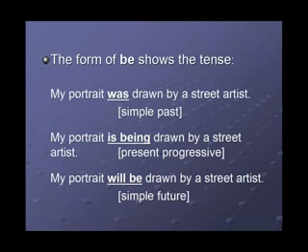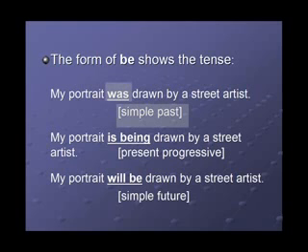Look at these three sentences. Let me read them to you first. My portrait was drawn by a street artist. My portrait is being drawn by a street artist. My portrait will be drawn by a street artist. The sentences are the same, but the form of be changes. It's the form of be that shows us the verb tense.